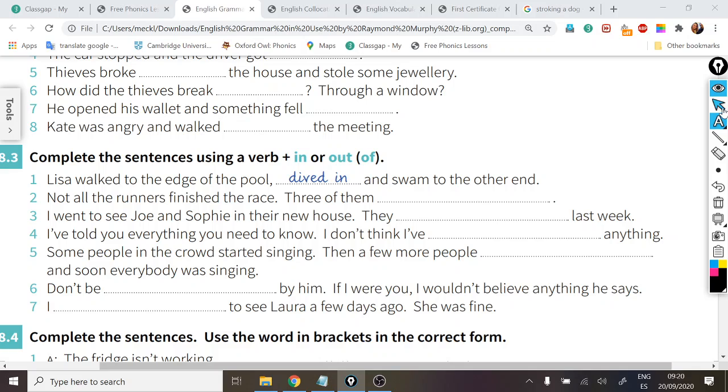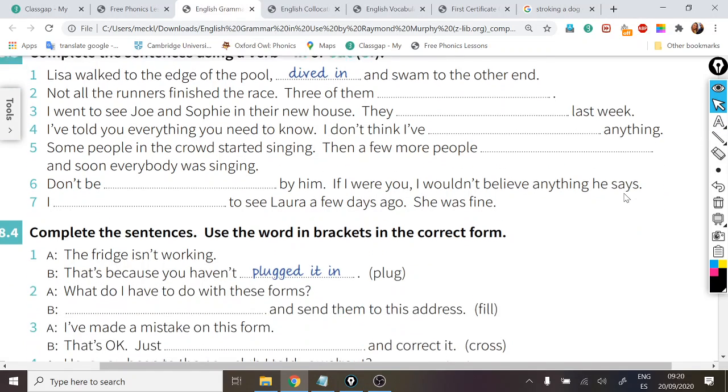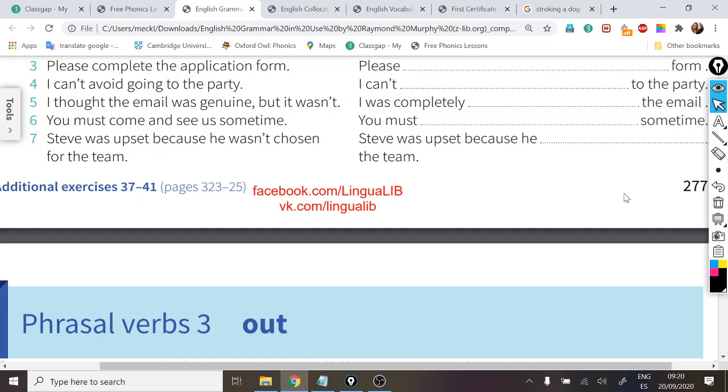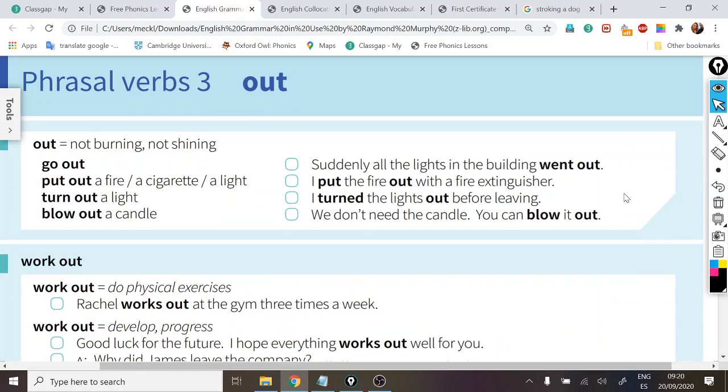So let's go to the next chapter. We're going to take a look at out now. So out, beside the meaning of exiting a place, it also means to make something not shine or burn. So we use it a lot with lights or fire or cigarettes and so on. So for example, the light went out, to put out a fire, to put out a cigarette, to put out a light, which means exactly the same as turn off the light.